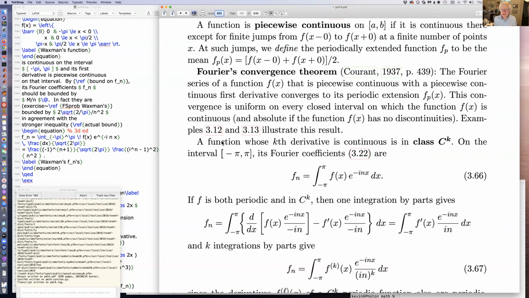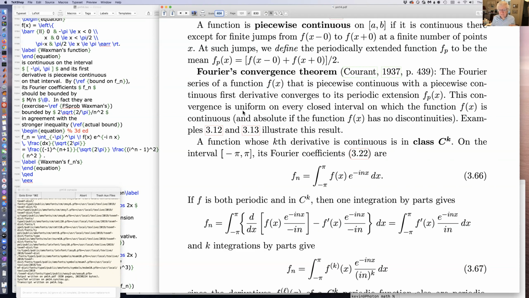So since it's piecewise continuous, you've got that it is continuous on a finite number of intervals that together, apart from the endpoints, make up the whole interval. And if the function has no discontinuities, in other words, it's a continuous function, then the convergence is not only uniform, but absolute, which means the absolute value converges. So we'll have illustrations of that momentarily.